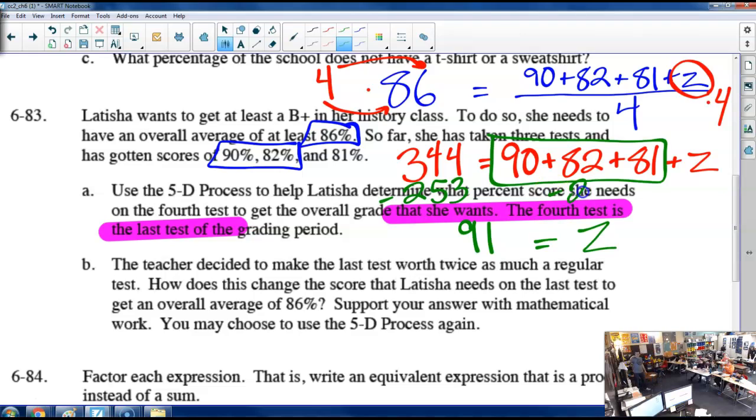Sorry, we would have taken that away from both sides too. Now, you could have used your 5D process to say, this grade is above what I want. This grade is below what I want. This grade is below what I want. So I'm going to need another grade above what I want. That's how averages work, right? They end up meeting in the middle.